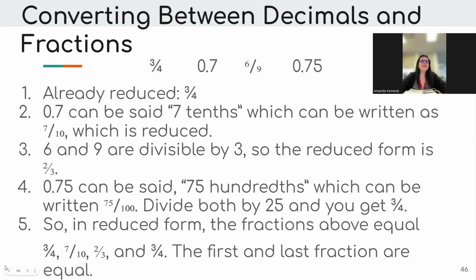So if I write them all the same, 3/4, 7/10, I reduce 6/9 to 2/3, and then 0.75 becomes 3/4. So that means the first and the last one, that last fraction, are the same, and therefore they are equal.